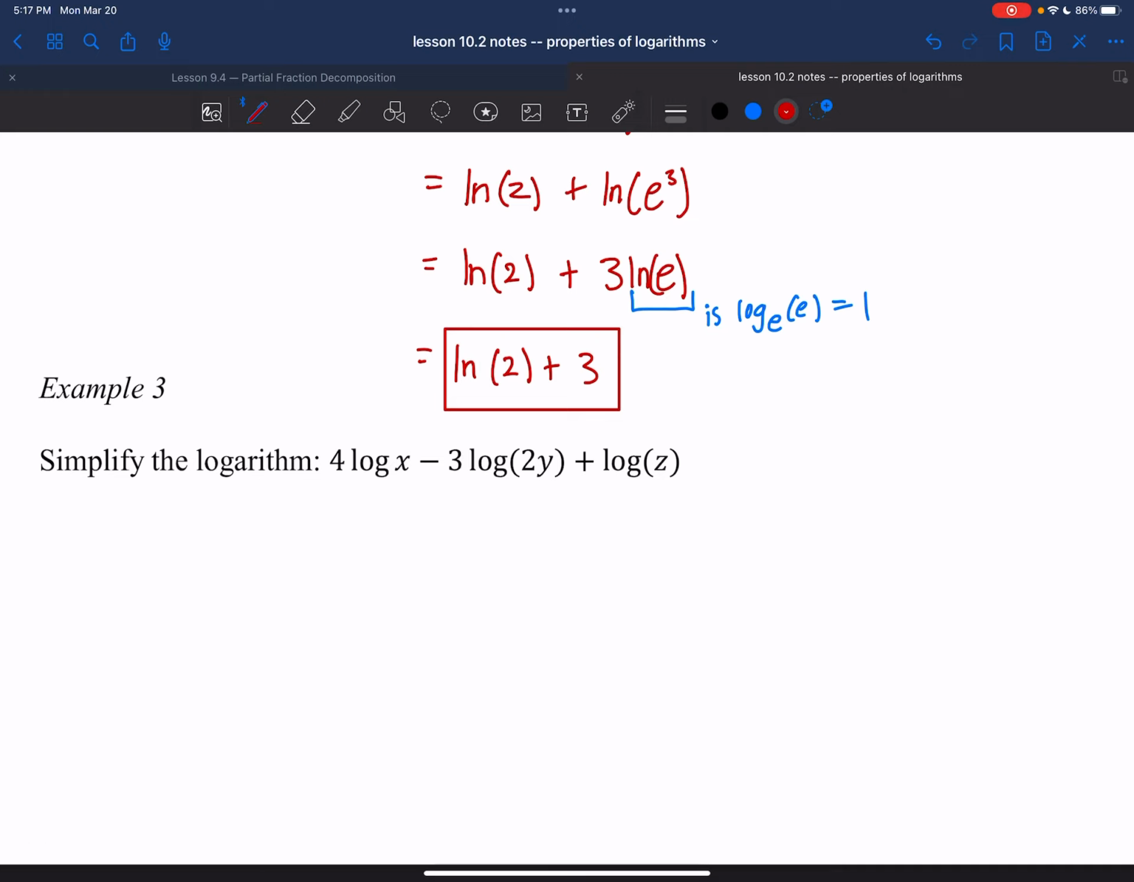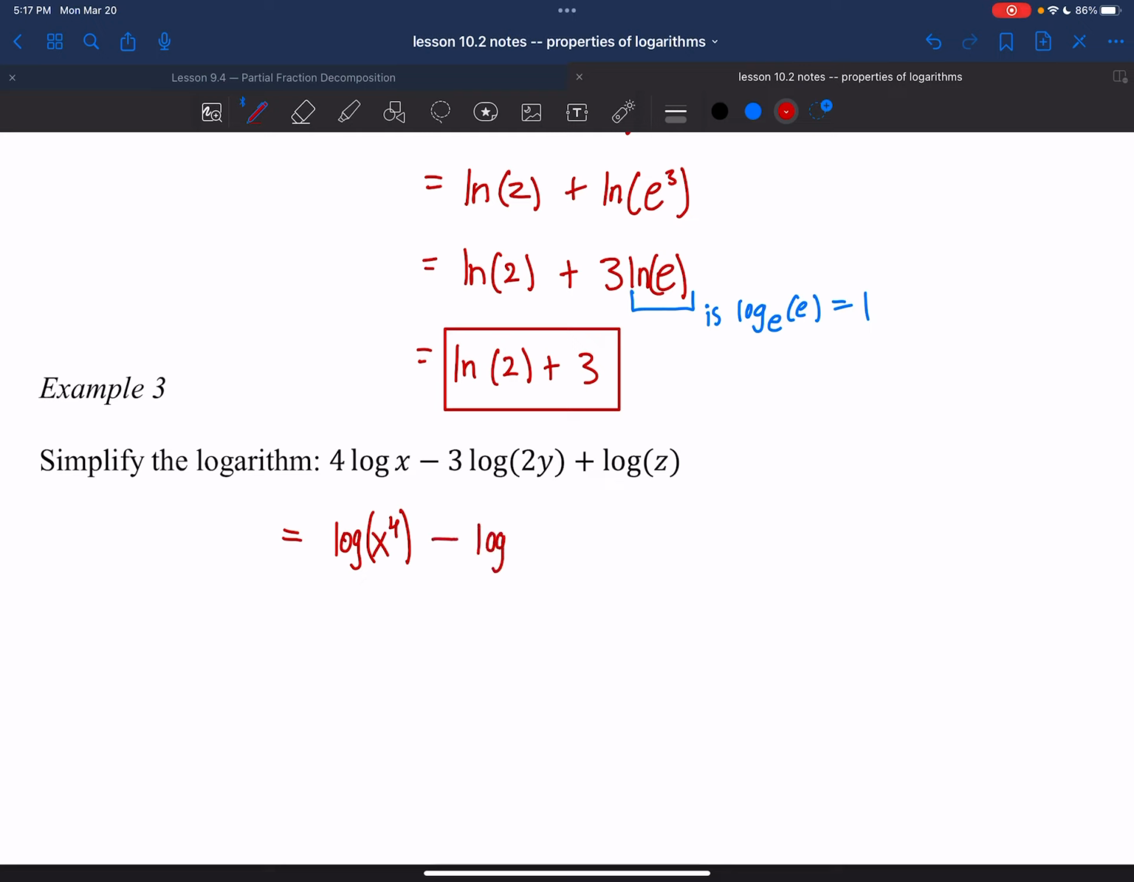Okay, example 3, let's simplify the logarithm. And when I say simplify, I really just mean condense it into a single log, okay? First thing I'm going to use is the power rule, and this goes backwards. I'm going to take the coefficient and make it an exponent on the argument. So you see this is equal to log of x to the 4. I like to put parentheses around my logs. You don't have to, unless the argument is complicated, but I like to always have them.